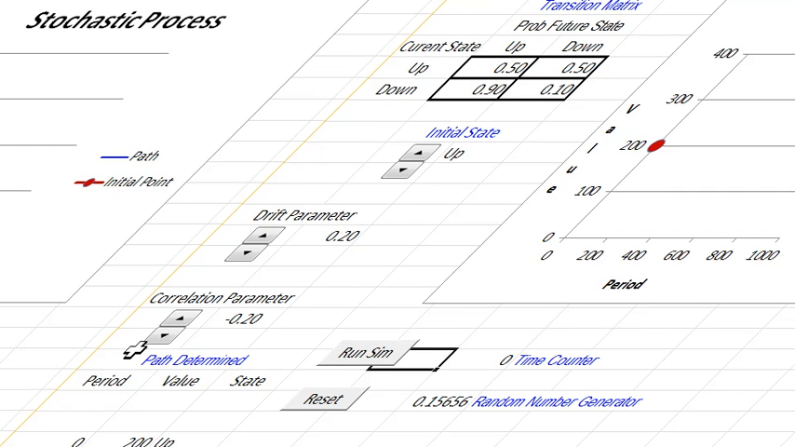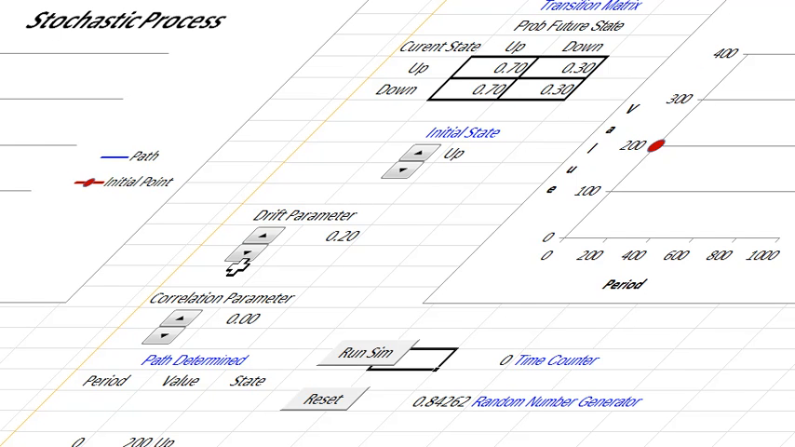So right now we have the correlation parameter at minus 0.2, and let's make it at 0. And then we can see what the correlation parameter does. When it's at 0, the probability law in both rows is the same. That's what we mean by independence, that the probability law in both rows is the same. The drift parameter is 0.2, meaning there's more of a likelihood to go up than there is to go down. So the path will tend to go up here. It doesn't always go up, but there's a tendency to go up.